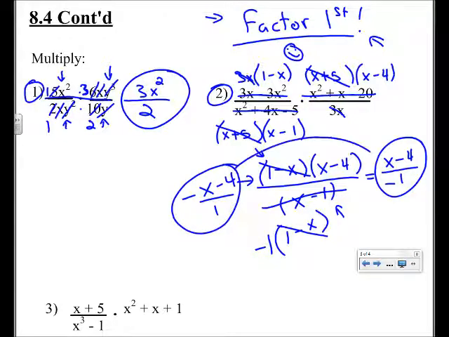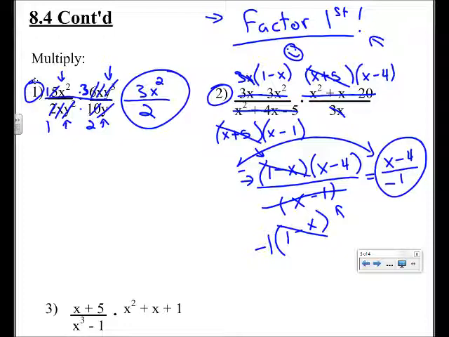This guy and this guy, of course, same thing. Just got a negative in a different part of the fraction, right? Okay, so we can handle that. Let's make a little bit more room here and look at the last one we've got.